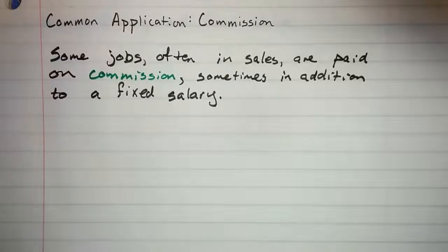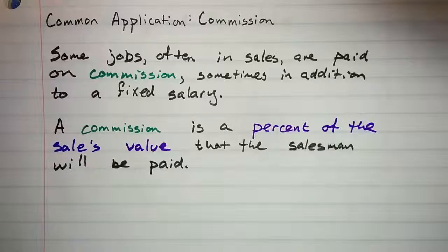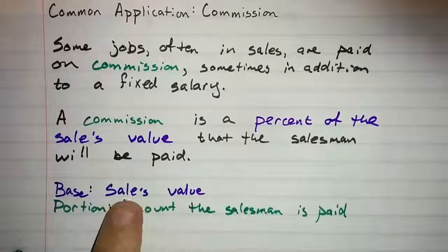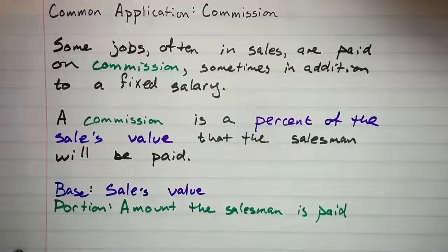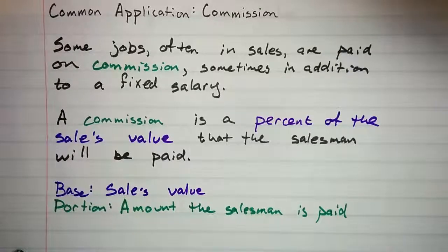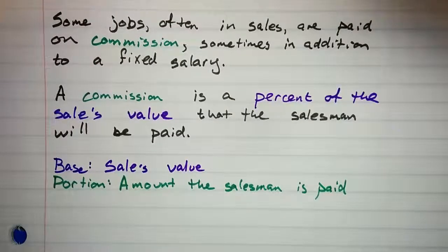What is a commission? A commission is a percent of the sales value that the salesman will be paid. In other words, if we're dealing with a commission, the base and the portion are always the same thing. The base is always the value of the sale, and the portion is always the amount the salesman is paid. So if we are told that a percent represents a commission, that tells us what the base and what the portion are. So let's see a couple of examples here.